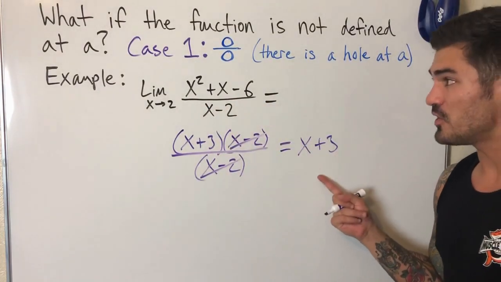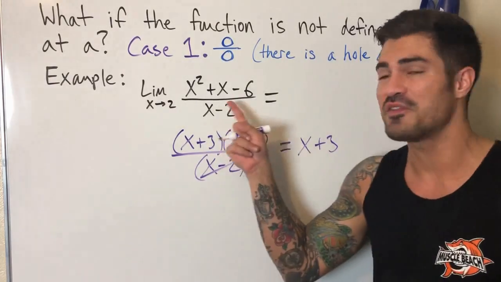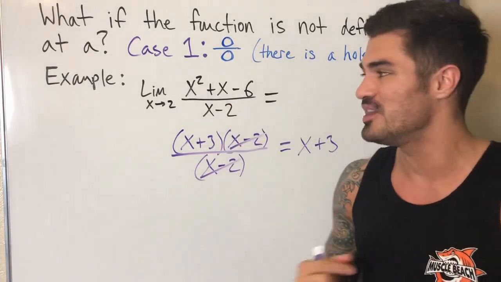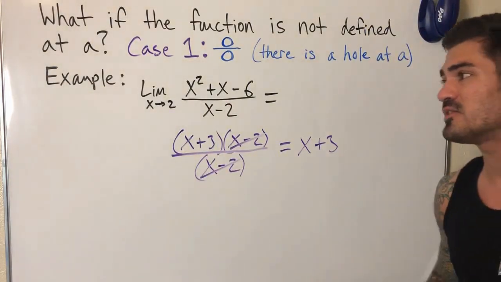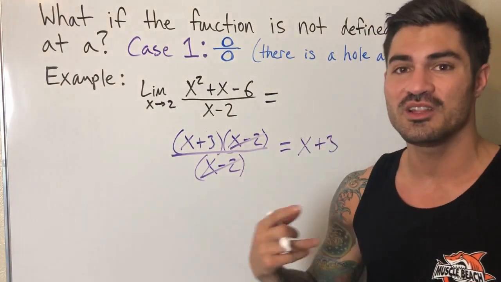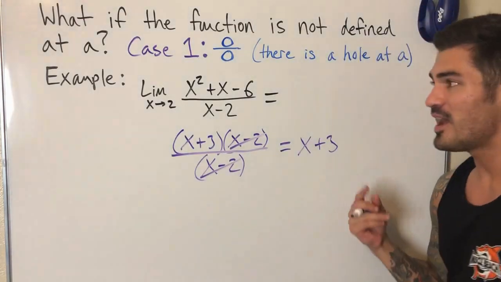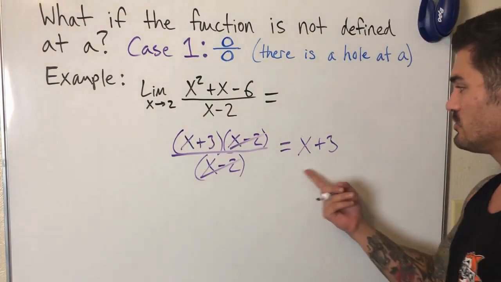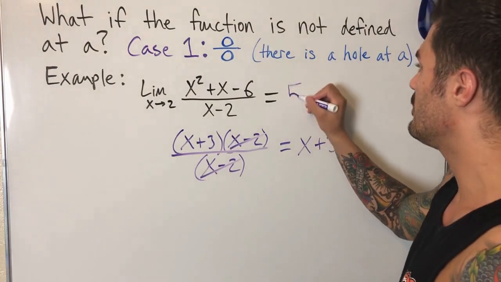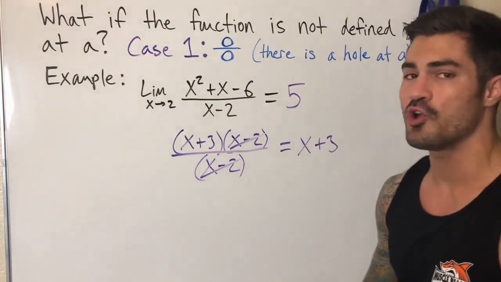So since the graph of this function is basically the graph of this function just with that hole filled in, I can plug 2 into this function, and that's going to be my L. That's going to be the limit I'm looking for, right? Again, I'm looking for the y coordinate of that hole. I can get that by just plugging 2 into this function. So 2 plus 3 equals 5. Therefore, my limit is 5. So hopefully this makes sense.